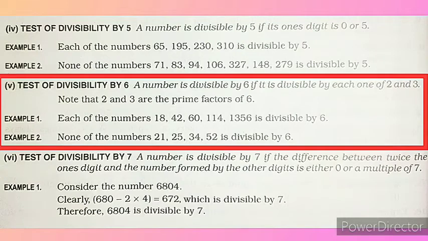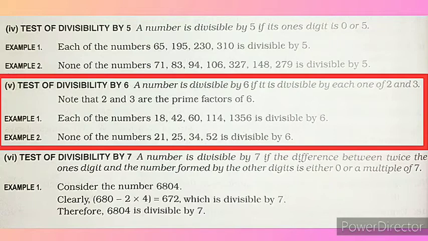18 is divisible by 2. Why? Because the rule of 2 is that the last digit must be either 0, 2, 4, 6 or 8. So here 8 comes, so it is divisible by 2. And for 18, the sum of the digits 1 plus 8 is 9. This number is also divisible by 3, because the rule of 3 is that we have to do the sum of the digits, and if the sum of the digits is divisible by 3, then the whole number is divisible by 3. It means 18 is such a number which is divisible by both 2 and 3. As a result, it will be divisible by 6 also.